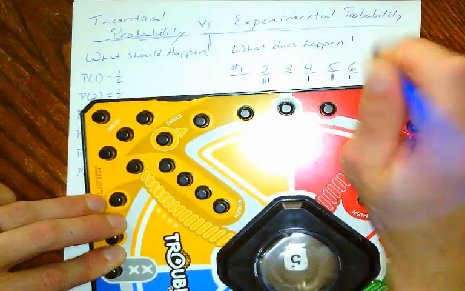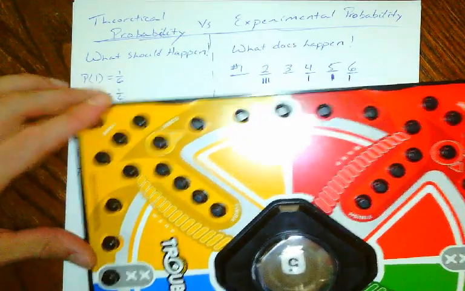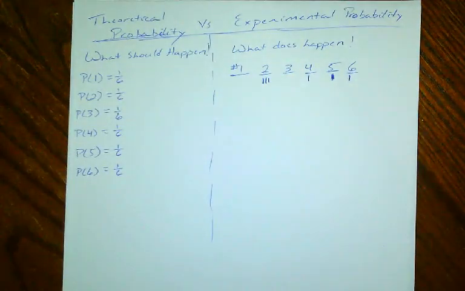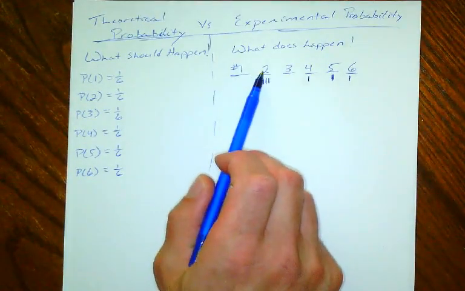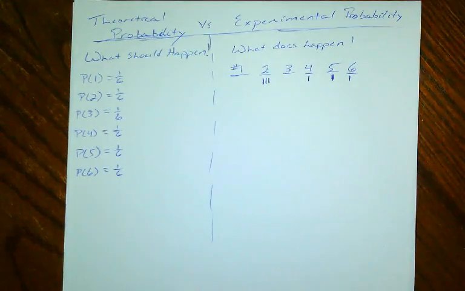We did 6 trials here, which isn't very many. If you're doing experiments, you need to do thousands and thousands of trials. The more trials you do, the closer theoretical probability and experimental probability will become.